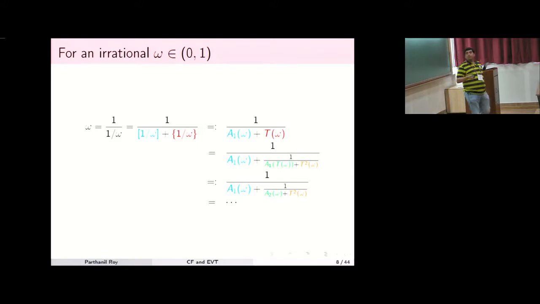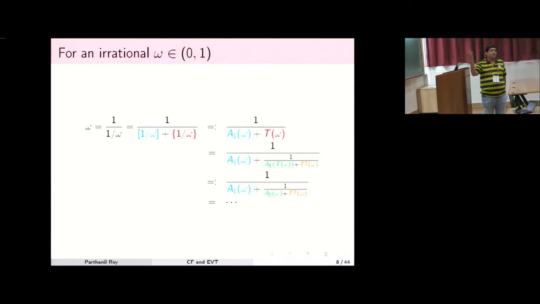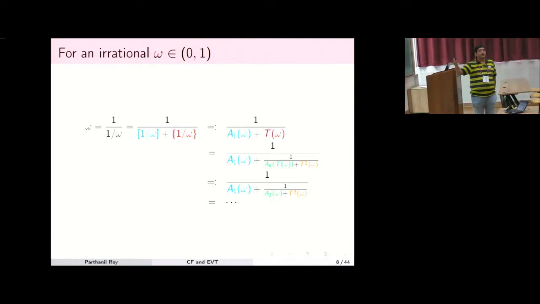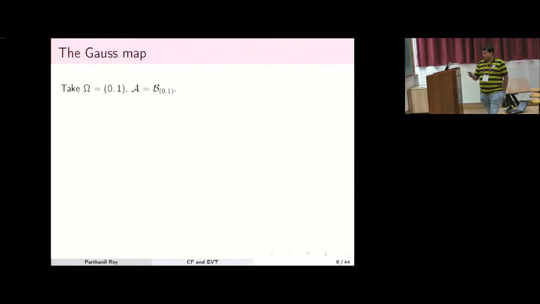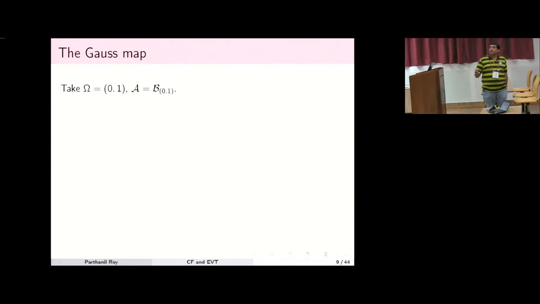Now the point is, the moment you start with a rational, at some point you'll stop this. Otherwise you'll have to deal with 1 over 0 and so on. You'll avoid that, you'll stop. But suppose it's not rational, then you go on forever. So this gives us what is called the Gauss map, or the Gauss dynamical system. So you start with omega, capital omega is 0, 1.